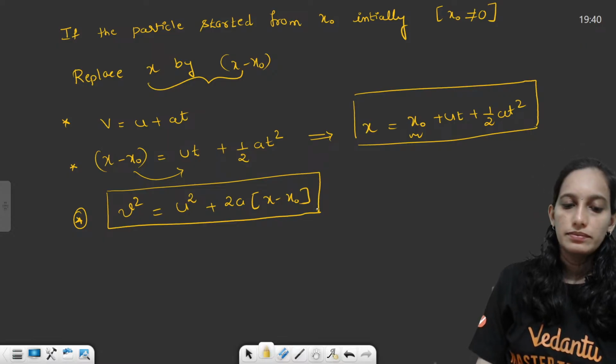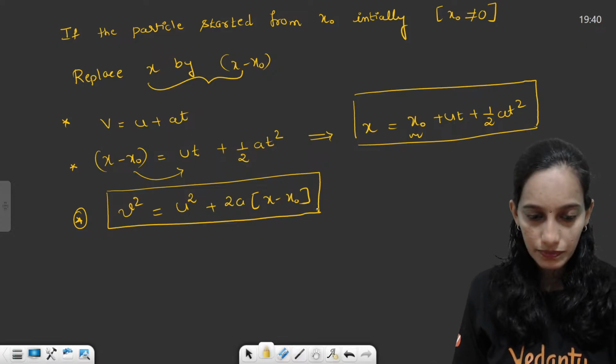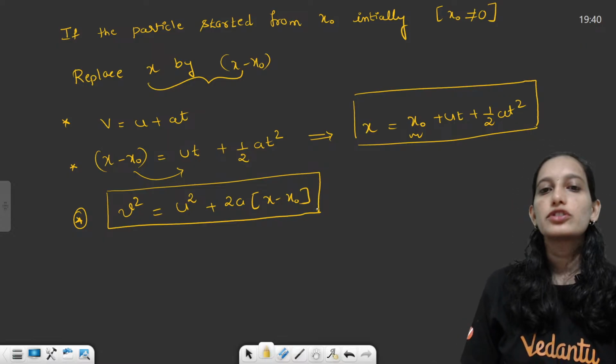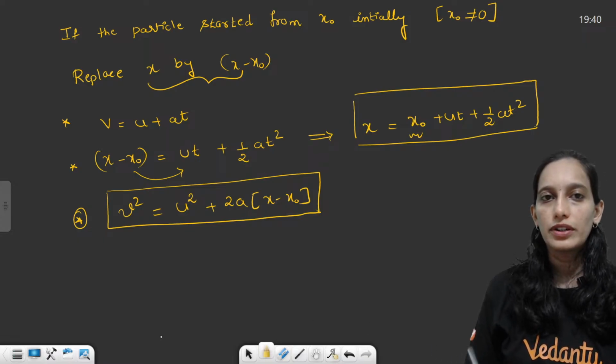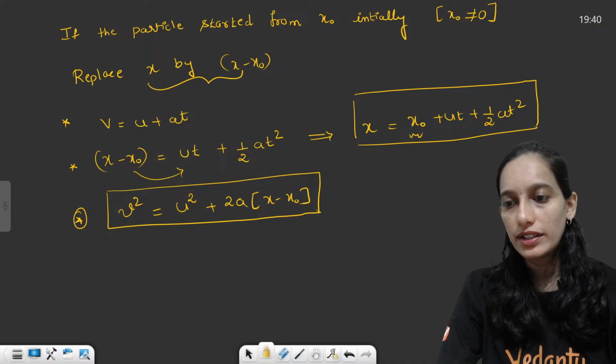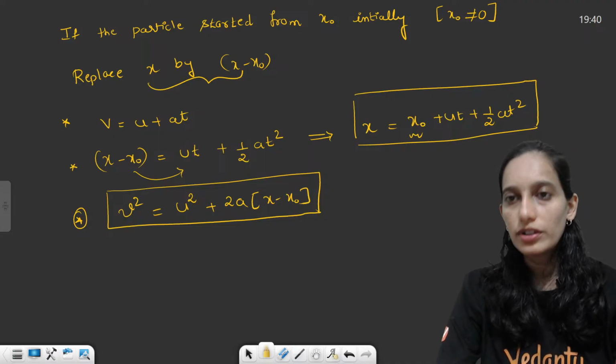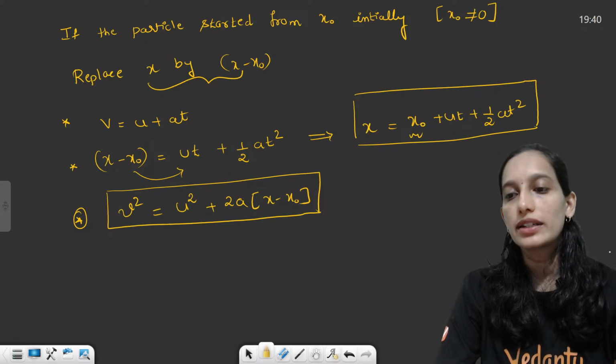Okay, v square is equals to u square plus 2a into x minus x naught. So these are the three equations of motion if the object has not started from the origin.